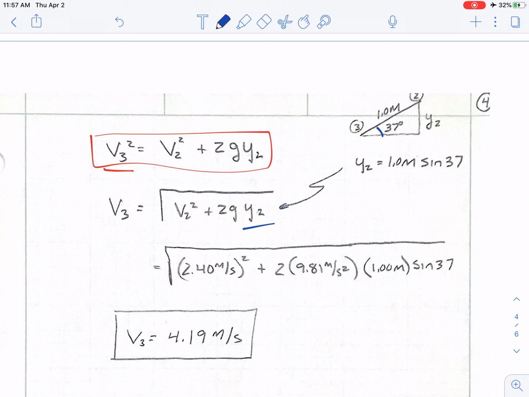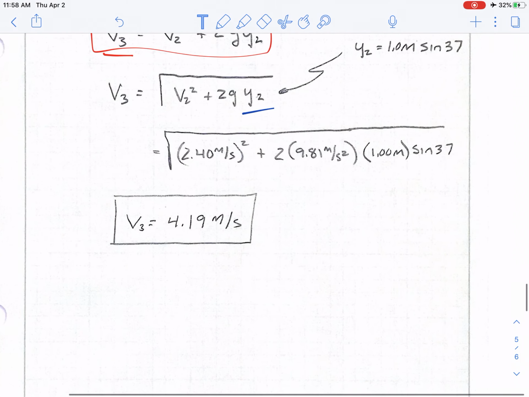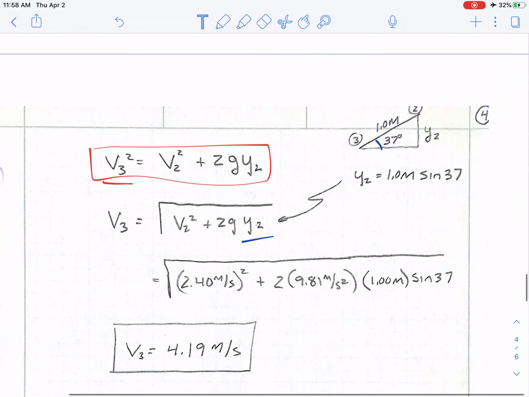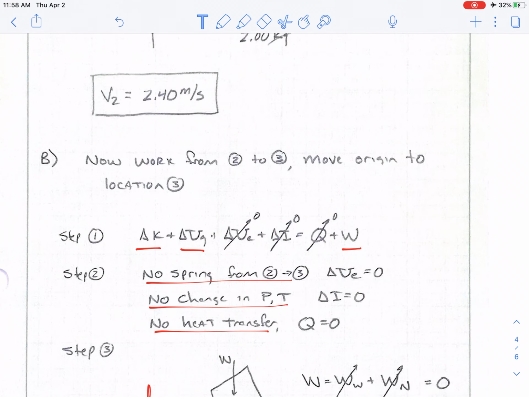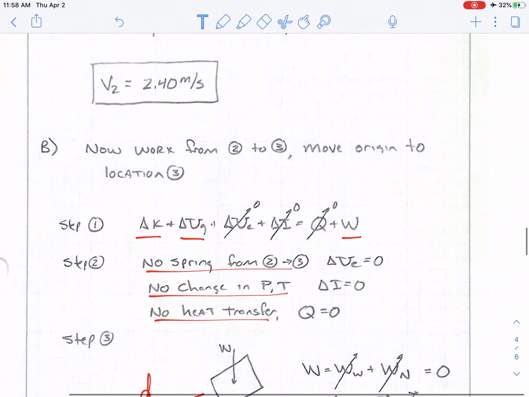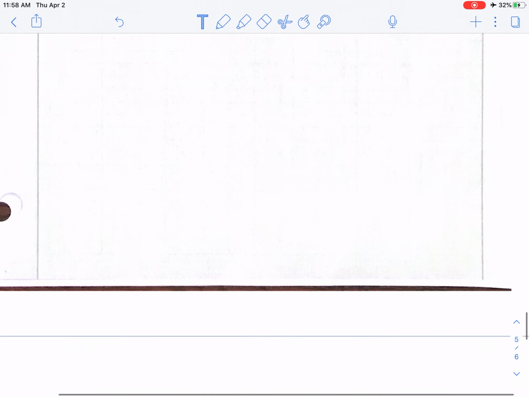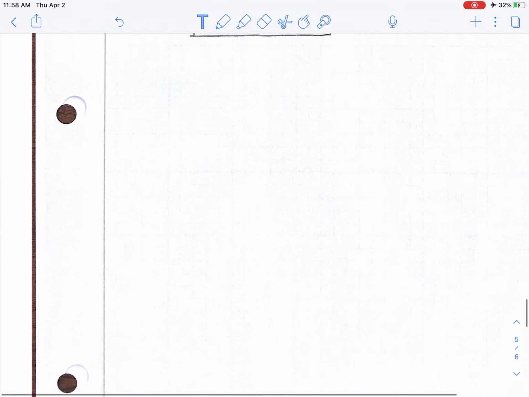Once again, make sure to check your units. It becomes meters squared per second squared in the square root, so it comes out as meters per second. So v3 is 4.19 meters per second, and that is the answer for the velocity at point 3 at the bottom. As expected, v3 is larger than v2. v2 was 2.40, right, because it's going to speed up when it goes down, since there's the weight force component that pulls it downward.